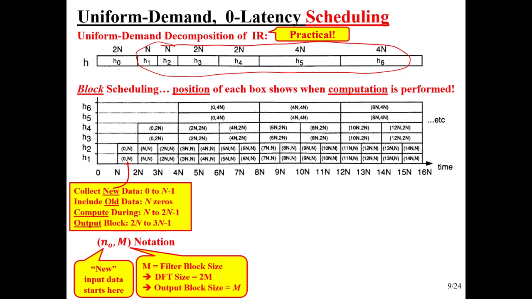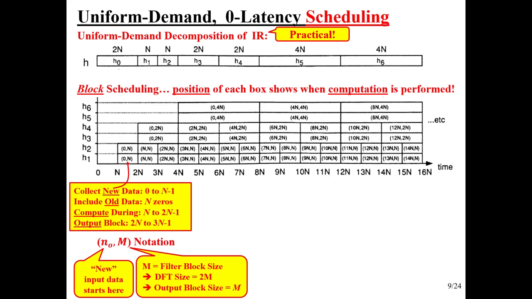So let's look at this. We can now deduce from here. I'm going to look at this box right here. What is it telling me? It says new data starts at 0. So I'm going to collect from 0 to n minus 1. Remember, the number here tells me how much new data I need. I need as much as the filter size. So I'm going to collect from 0 to n minus 1, and I need n previous samples, but since this is at the beginning, the previous samples in x will be zeros. So I need n zeros, and then compute.